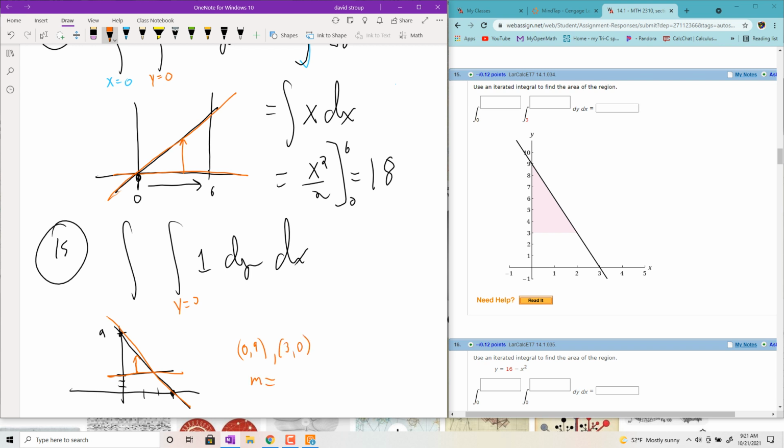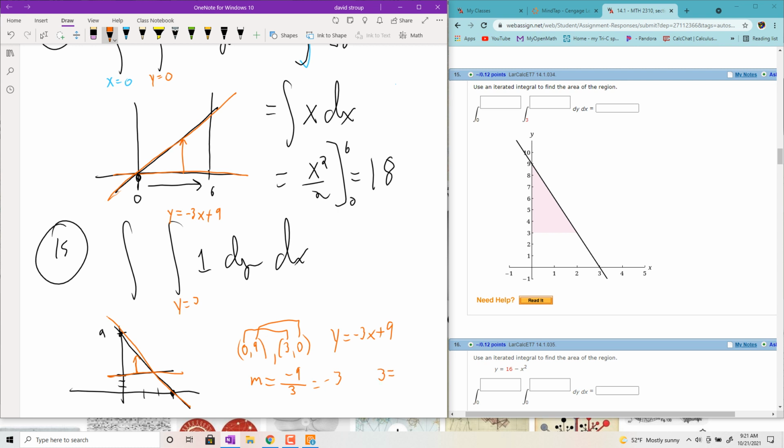So the slope: y2 minus y1 is negative 9, all over x2 minus x1 is 3, so that would be negative 3. So y equals negative 3x plus the y-intercept, which is 9, so that would be your upper bound. Y equals negative 3x plus 9. And then the outer limits, it looks like we're going from 0 to 2, maybe.